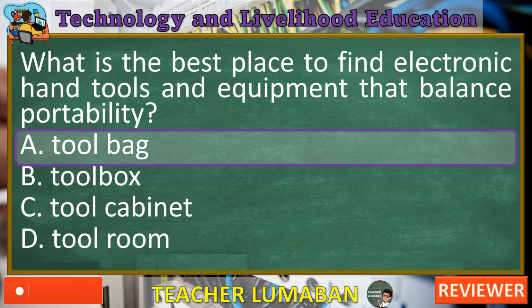Toolbox. While it can be portable, toolboxes are generally more rigid and can be heavier and bulkier than tool bags. They are less convenient to carry around, especially over long distances or through tight spaces. Tool cabinet. Designed for stationary use, tool cabinets are large and often on wheels for easy movement within a workshop or garage, but they are not intended for portability outside of these areas.